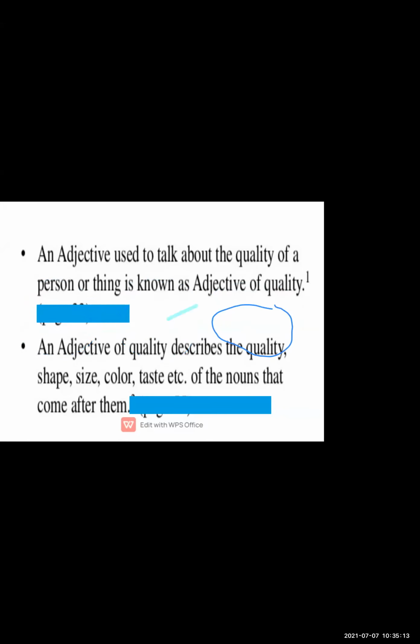See here. An adjective used to talk about the quality of a person or thing is known as adjective of quality. Okay, Rohan is a tall boy. Tall is a quality adjective. Rohan is a smart boy. Rohan is brave to face the difficult situation. Brave shows the quality. Even the shape, size, color, taste, etc. all these things come under the adjective of quality.